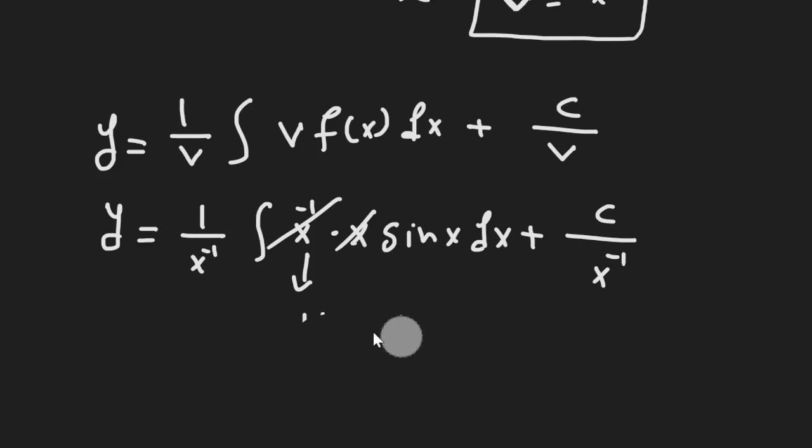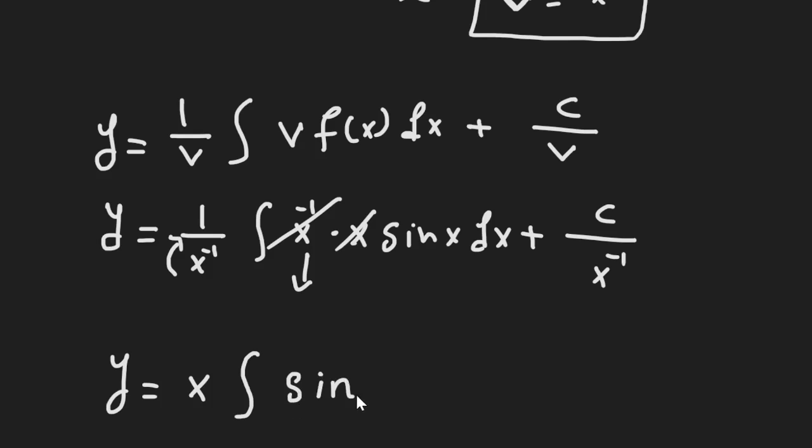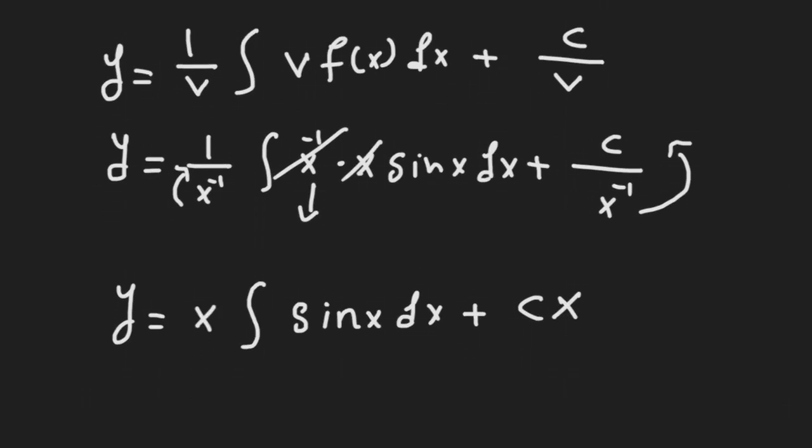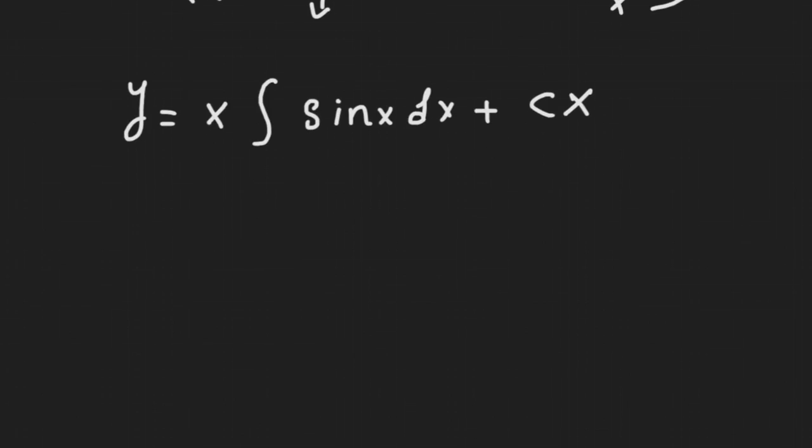So now what we're going to have is y equals, I can flip this, so it's x, integral, now we only have sine x dx, plus, I can also flip this, so I can get rid of the fraction, I will have cx. And now basically you need to integrate to find the solution.